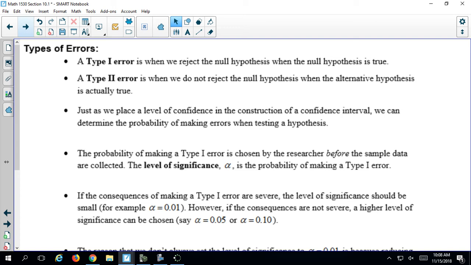Type 2 error is when you do not reject the null hypothesis when the alternative hypothesis is actually true. So let's say I cheated and I got 55%. It wasn't a fair game, but I only won by a little bit. Then you're not going to reject the null hypothesis. You're going to say he just got lucky when he actually cheated. So that would be a type 2 error. Okay. So let me draw a picture.